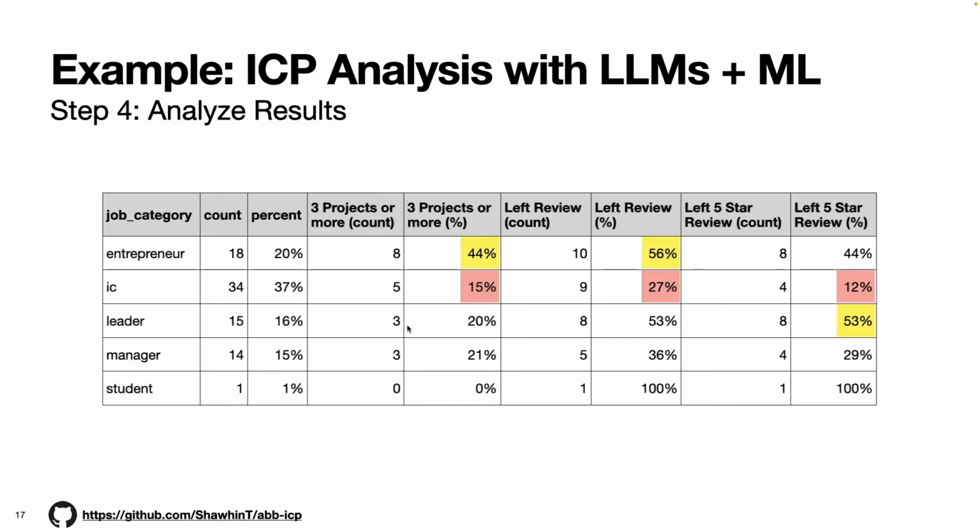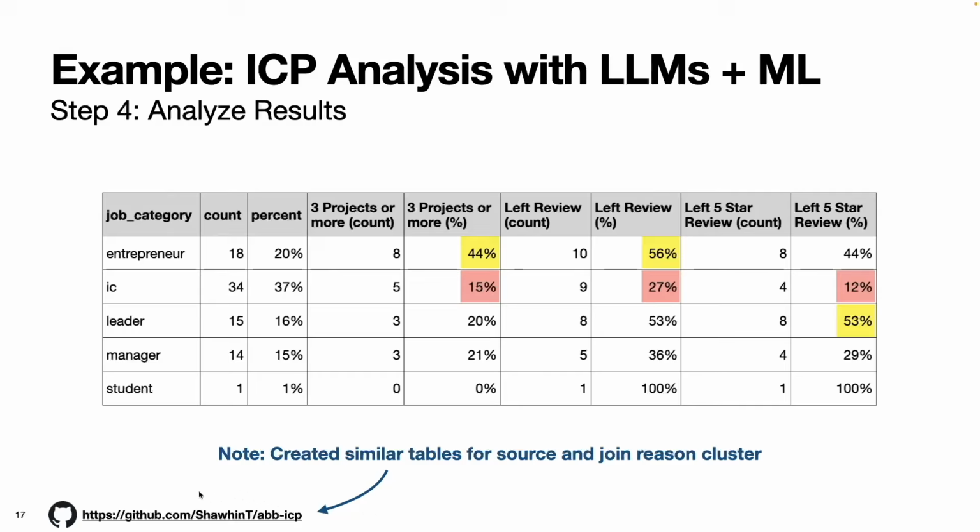Leaders aren't as engaged, and I'm sure that's just because they're busy, or maybe they're not really doing it for the technical things. They're just trying to get a high-level understanding so they can lead initiatives and lead teams, but they're not actually building products themselves. And then I actually created similar tables for the source and the join reason cluster. I won't go through it here, but all of it is available at the GitHub repo. Another thing I created was, instead of splitting the job categories by KPIs, I split the job categories by company size. And it turned out a lot of the leaders were also from SMBs. So they were probably entrepreneurs at some point, or they're still entrepreneurs. They just have a few employees now. So they're more focused on leadership and management as opposed to maybe building products themselves.